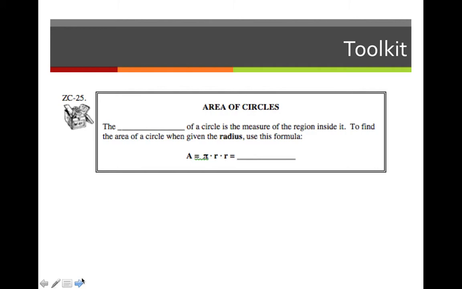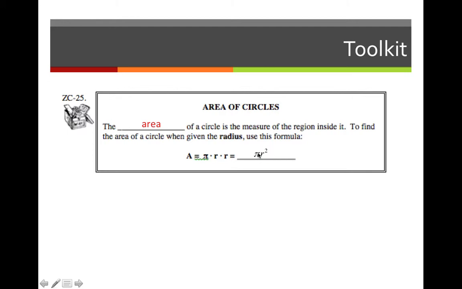We're now ready to fill out the toolkit portion of your materials. So your first blank is: the area of a circle is the measure of the region inside it. To find the area of a circle when given the radius, use this formula. A equals pi times r times r, which is the same as pi r squared.